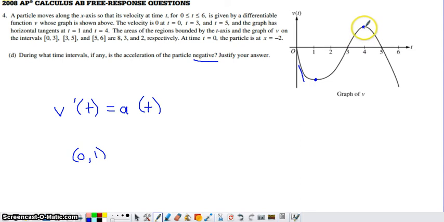And then on the last piece of the graph from 4 onward to 6, we're back to negatively sloped tangent lines, right? All the tangent lines would have a negative slope. So our acceleration is negative on the interval from 0 to 1 and on the interval from 4 to 6, because those are the intervals where we have a negative value for the derivative of the graph.